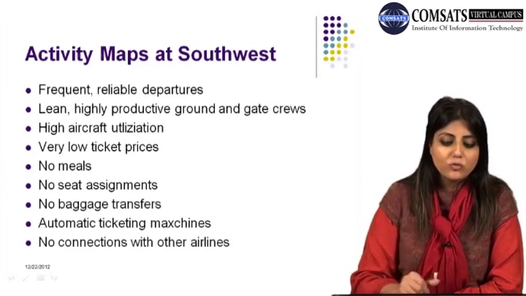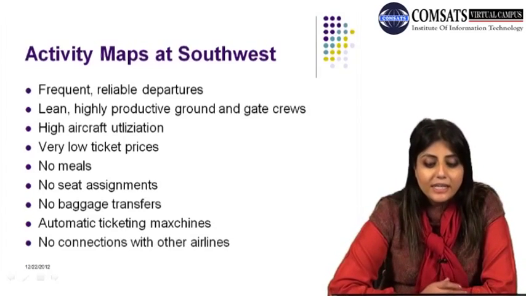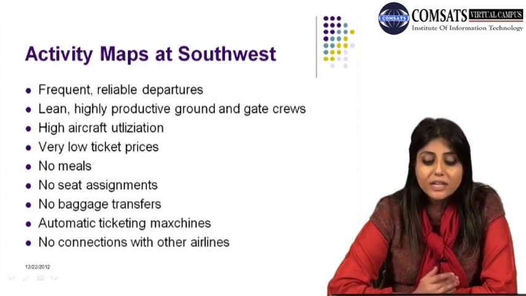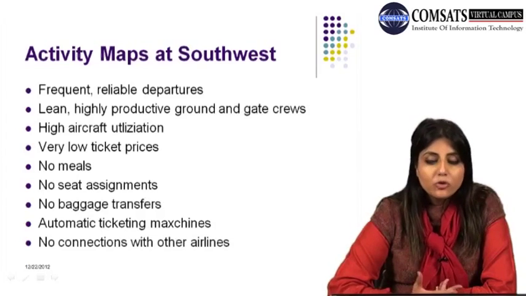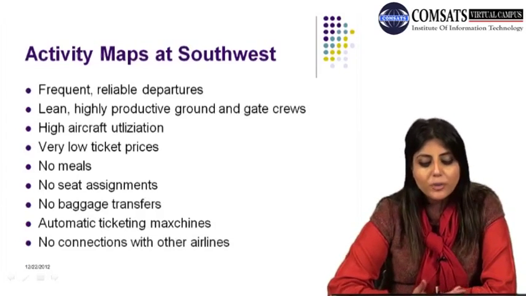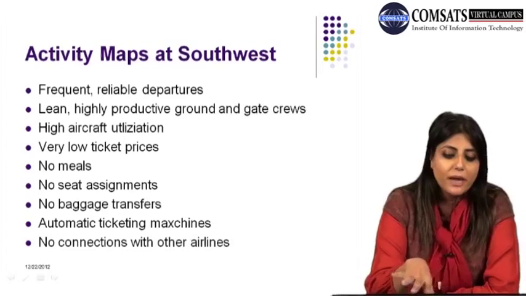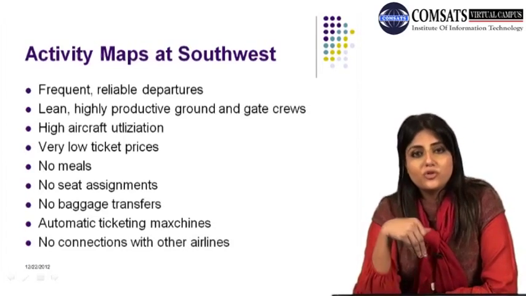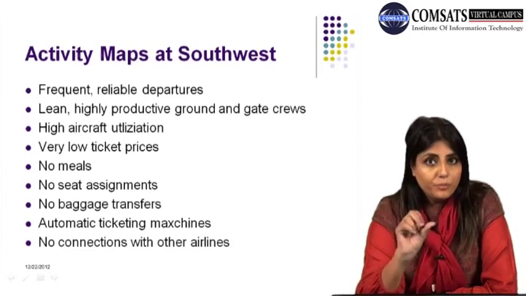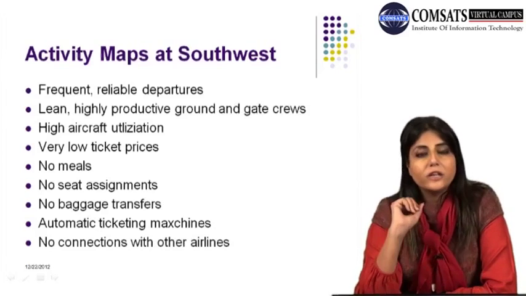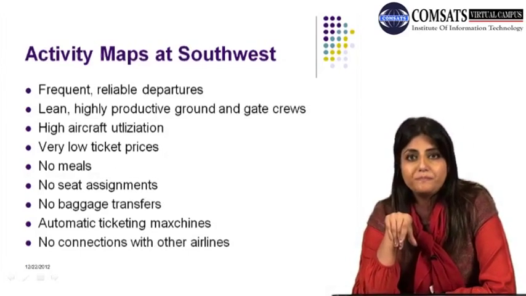So activity mapping at Southwest shows that it had frequent and reliable departures, lean, highly productive ground and gate crews, high aircraft utilization, very low ticket prices, no meals, no seat assignments, no baggage transfers, automatic ticketing machines, and no connections with other airlines. These are a few examples from the activity map that I have taken to present here. There are almost 17 to 18 activities that have been pointed out and written down to form the activity map of Southwest Airlines, in order to realize what actually are the core competencies of this company.